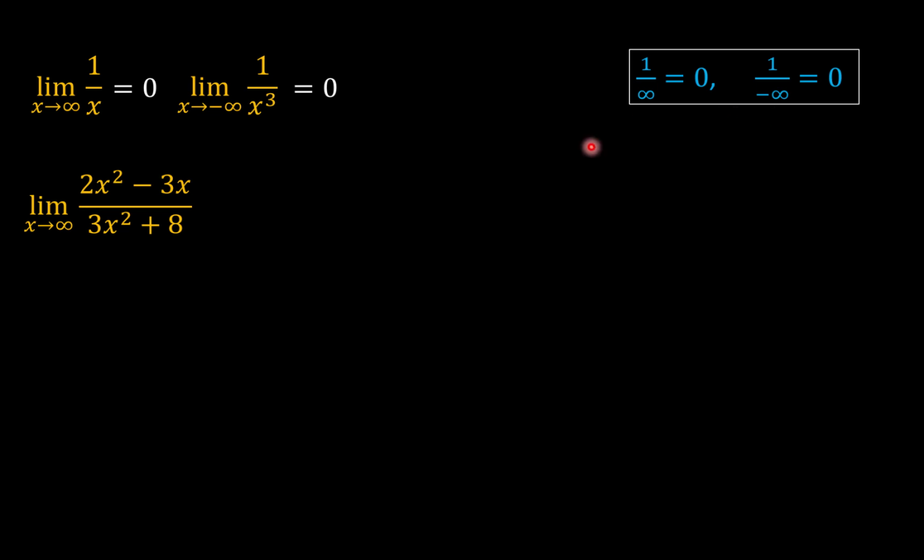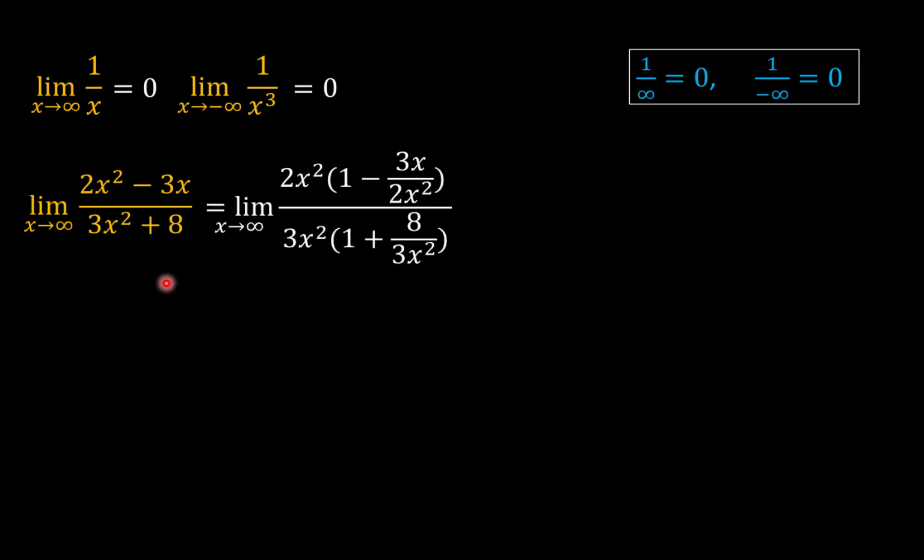Let's use this principle to calculate examples that are slightly more complicated. Here we have a rational function. To do this, you can take out the highest degree term from top and from bottom, and then that will reduce to limits like this. In this case, the highest degree terms are 2x squared on the top and 3x squared on the bottom. Therefore, the limit becomes the following expression.